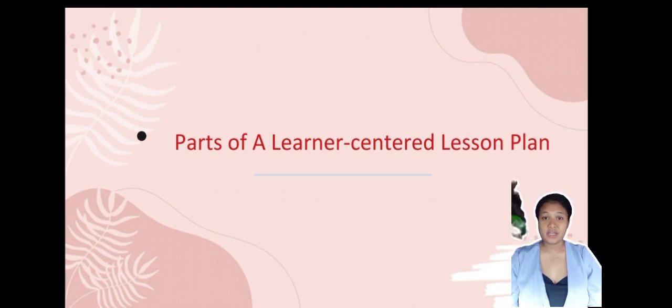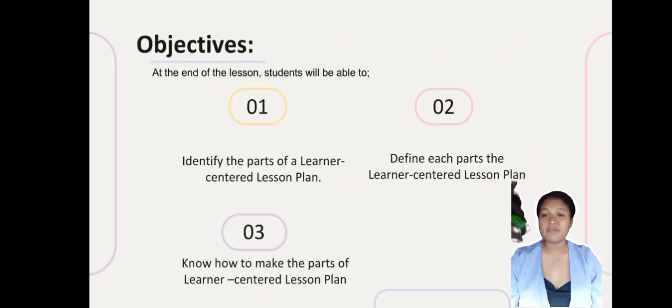But before everything else, allow me to read to you the lesson objectives. At the end of the lesson, students are able to first identify the parts of a learner-centered lesson plan, then define each part of the learner-centered lesson plan, and know how to make the parts of the learner-centered lesson plan.